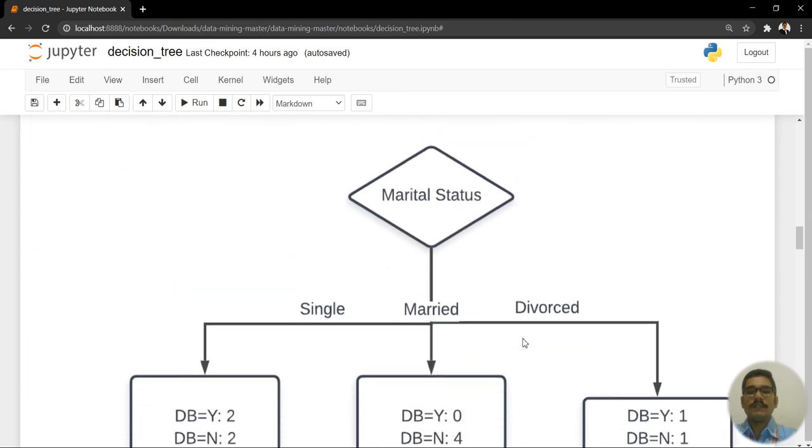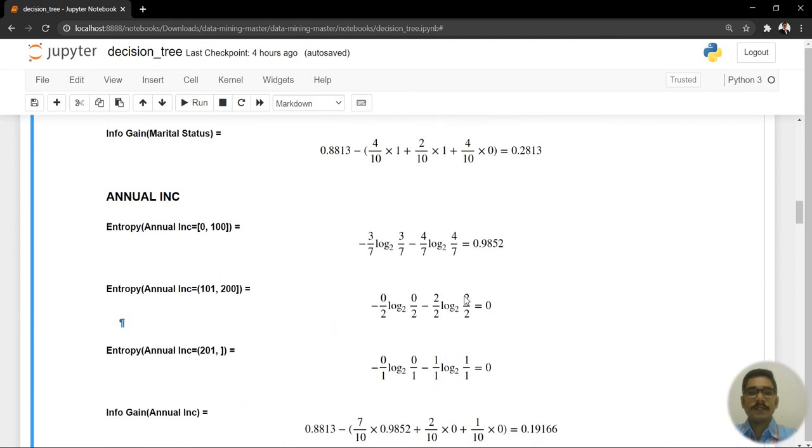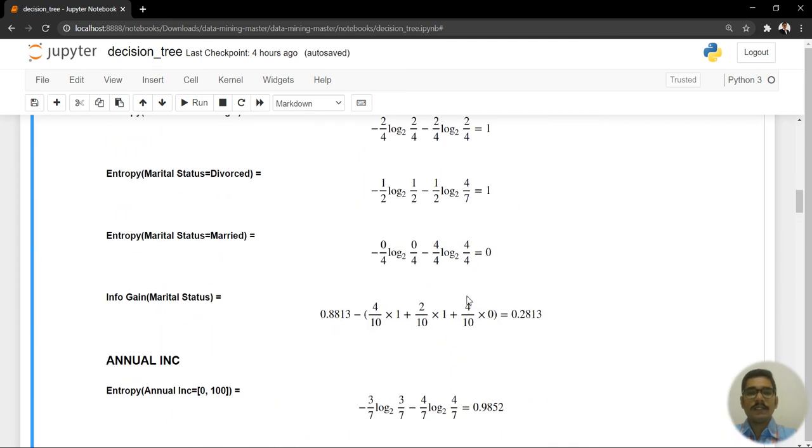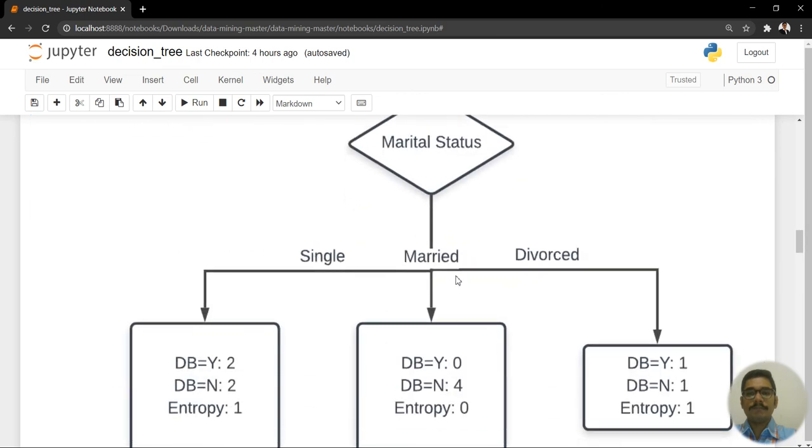So this is the first draft of the decision tree, how it looks. Marital status, and in marital status, if you look at this particular node, that is married. In married, it was a perfect classification. Okay, so that is for DB n is equal to 4.